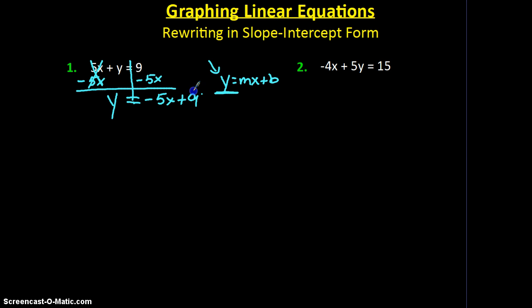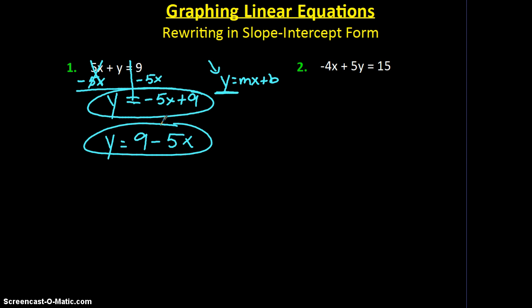Now from here, that's actually our equation. And I could rewrite this if I really wanted to. I could change and make this 9 minus 5x. Remember, we can change the order as long as that negative sign stays with that 5x and 9 is still positive. Both are okay. In this case, can we identify slope-intercept form?